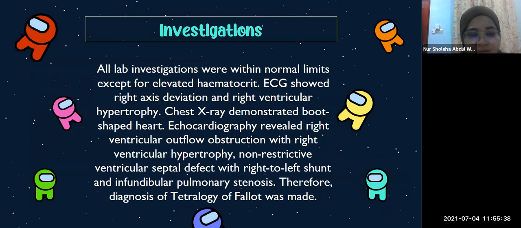So let's go back to the case scenario. This is the investigation result for the case. It said that all lab investigations were within normal limits except for elevated hematocrit. ECG showed right axis deviation and right ventricular hypertrophy. Echocardiography revealed right ventricular outflow obstruction with right ventricular hypertrophy, non-restrictive ventricular septal defect with right to left shunt, and infundibular pulmonary stenosis. Therefore, the diagnosis of tetralogy of Fallot was made.